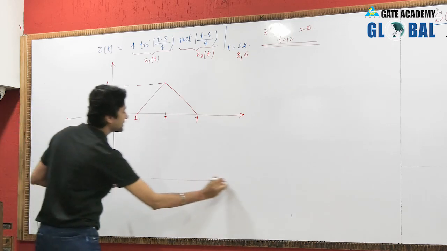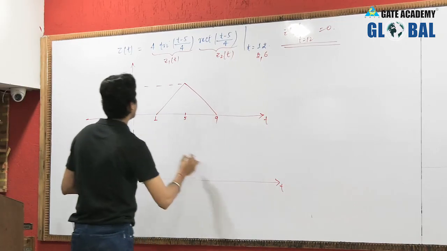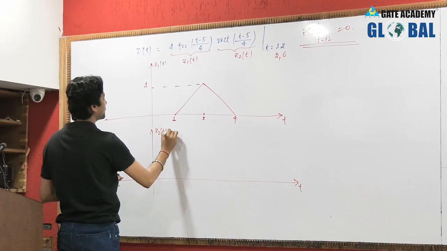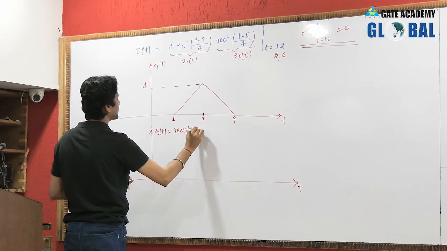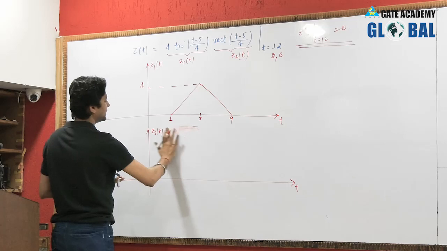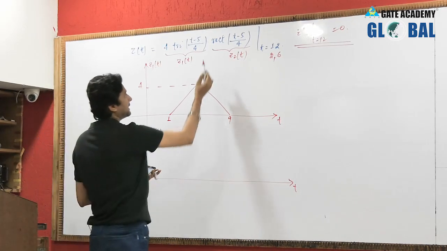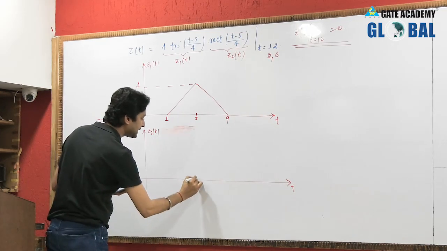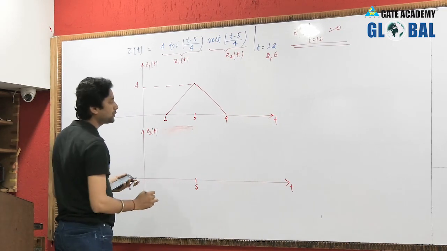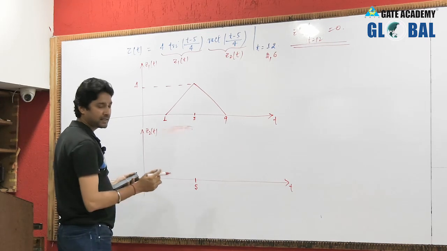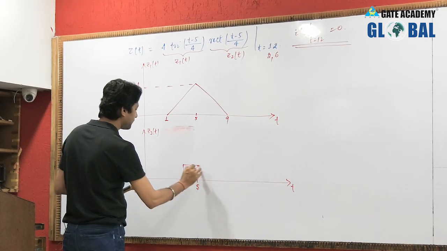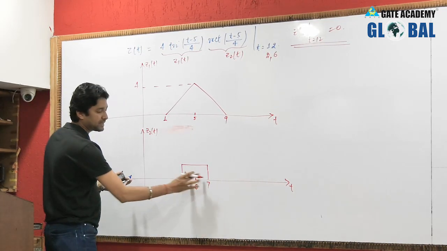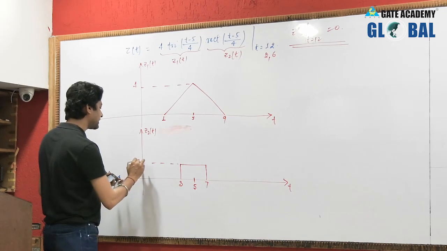This next function is with respect to t only. You have to plot z2 of t, that is equal to rectangle of (t minus 5)/4. So we have to plot a rectangle having amplitude 1 centered at 5 and total width 4. Now this rectangle is also centered at 5 only, but the total width is 4. It means it will be from 3 to 7, so that the total width is 4 and the amplitude for this signal is 1.